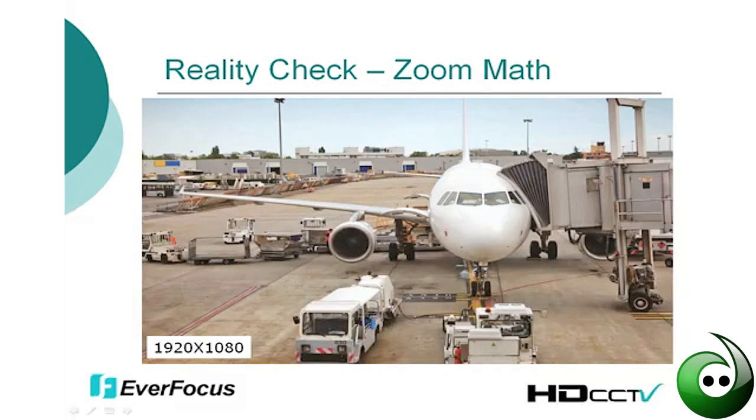So let's do a reality check. Let's look at the mathematics of zooming. Here is an image that is 1920 by 1080 pixels. This is 2 megapixel HD.